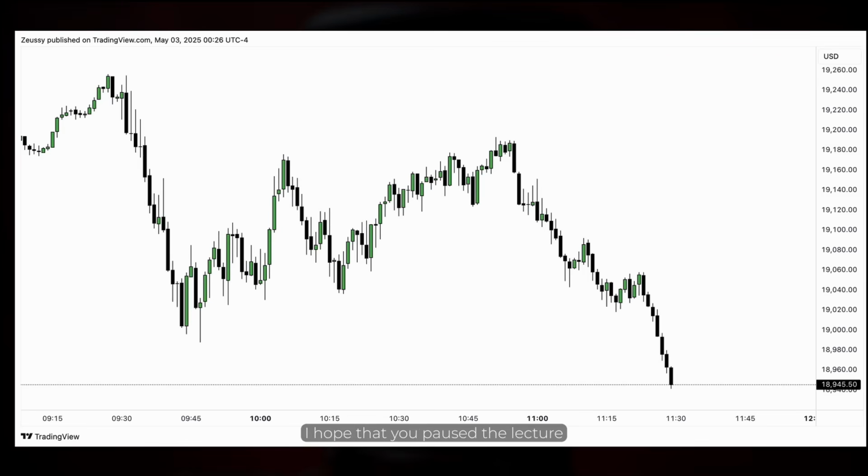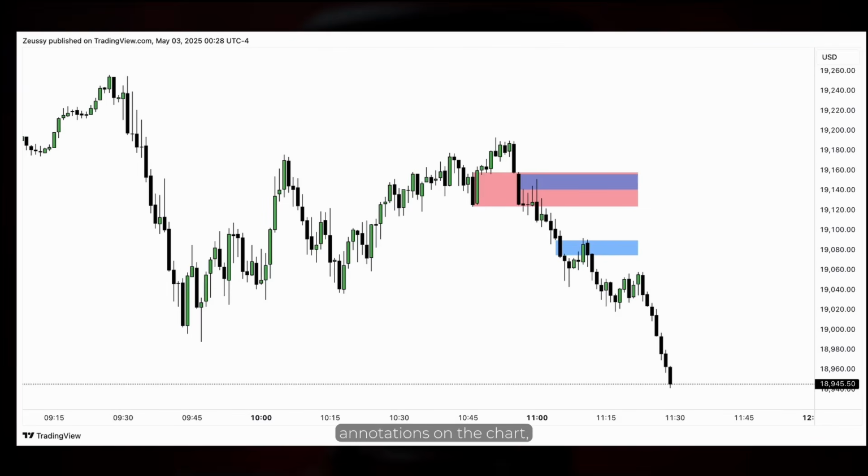I hope that you paused the lecture because I'm going to add my lipstick to the chart now. Here you can see my annotations on the chart.